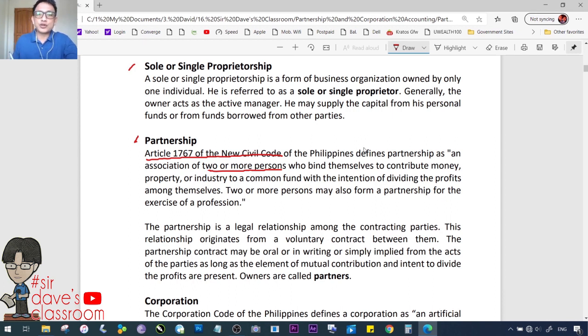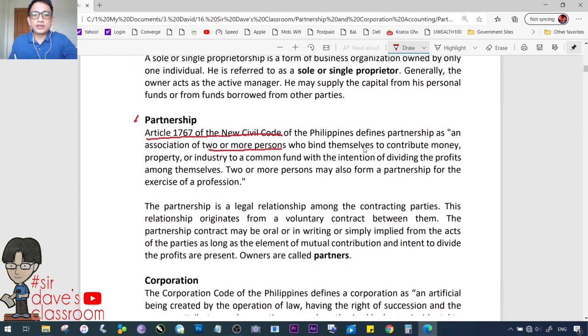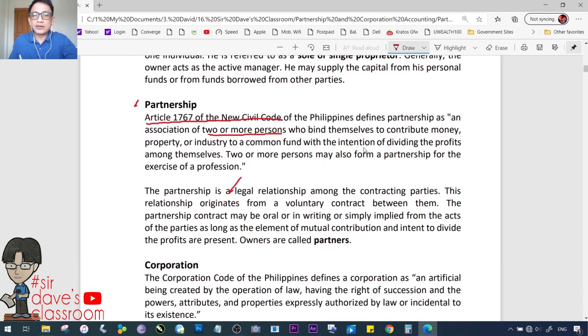Two or more persons may form a partnership for the exercise of a profession. That is called professional partnership. Okay? The partnership is a legal relationship among the contracting parties. Legal relationship. This relationship originates from a voluntary contract between them. The partnership contract may be oral or in writing or simply implied from the acts of the parties, as long as the element of mutual contribution and intent to divide the profits are present. Owners are called partners. Okay?